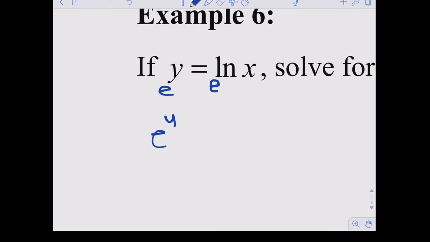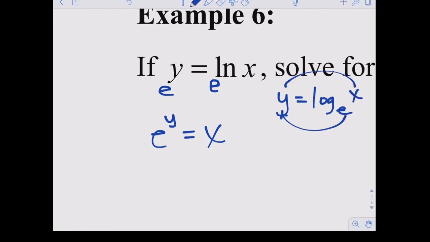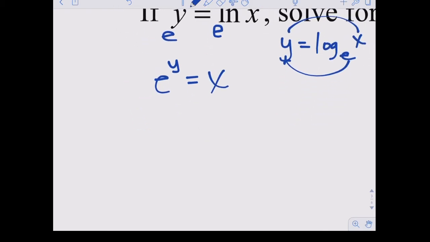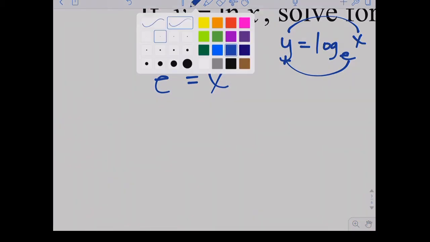So I got e to the yth power equals e to the natural log of x, which is x. But again, if you want to just say that that's log base e, you could say e to the y equals x, around the world, whatever. Okay, so now it's not solved for y. No big deal. Teacher, I can take the derivative.